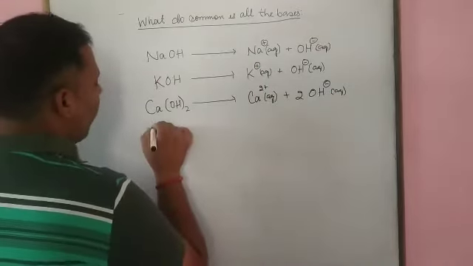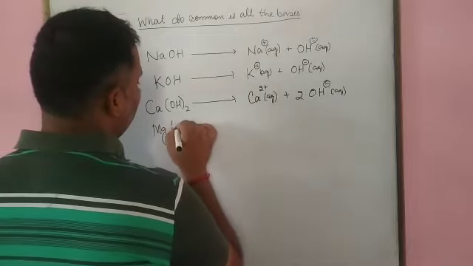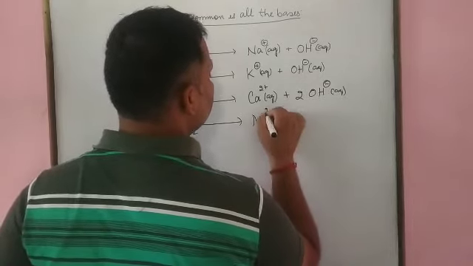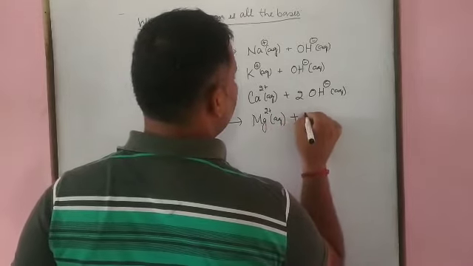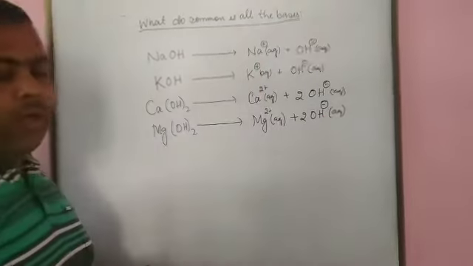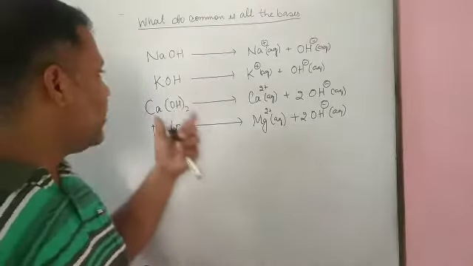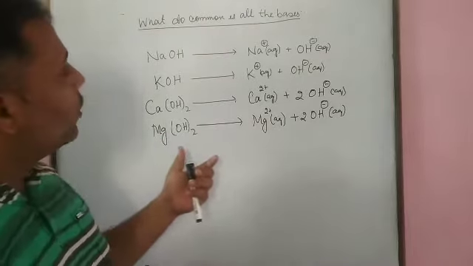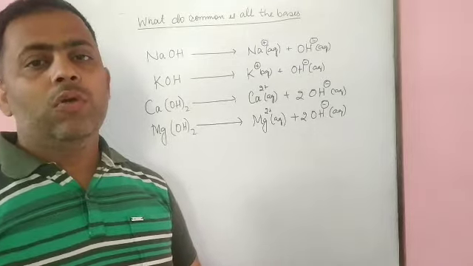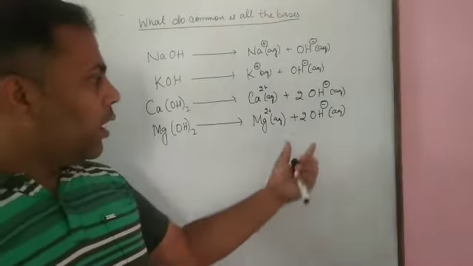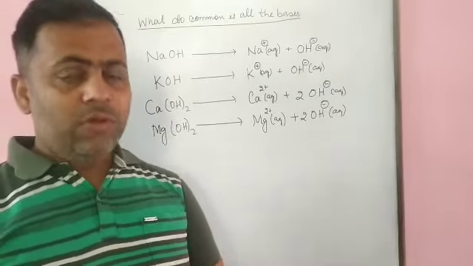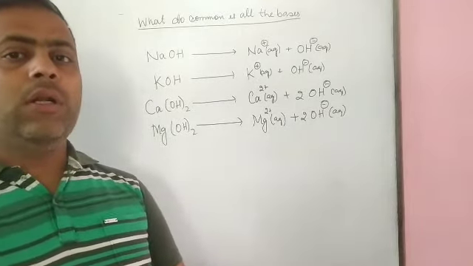If we take the next one, magnesium, then it forms what? Mg2+ aqueous plus 2OH- aqueous. What we have concluded in all this, these are bases, and what do we conclude? We conclude that all these bases dissolve in water to give hydroxyl ion. It means what we conclude is that bases are those substances which dissociate to produce hydroxyl ion.